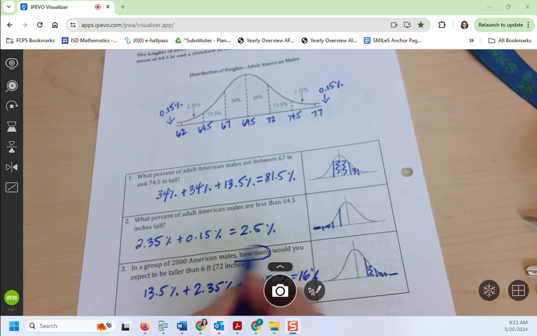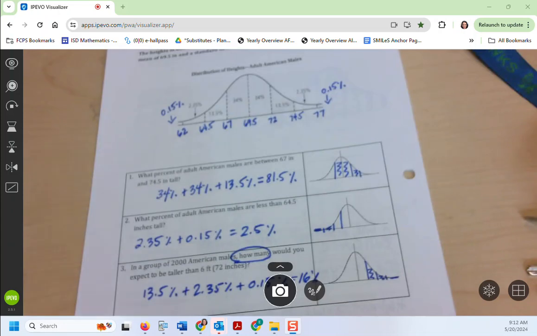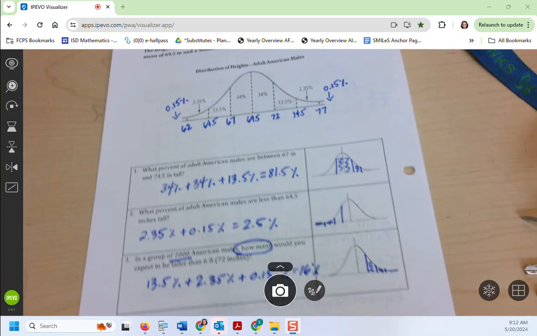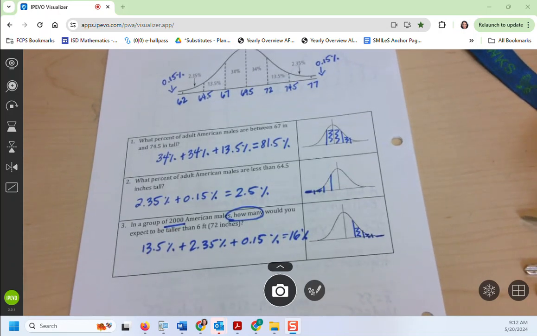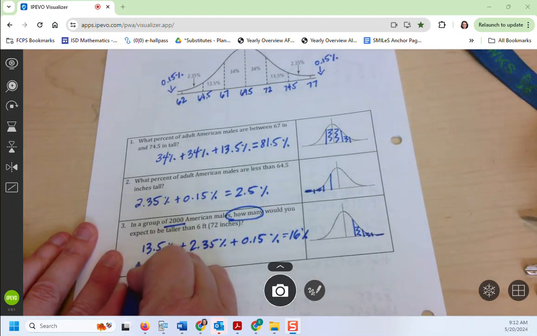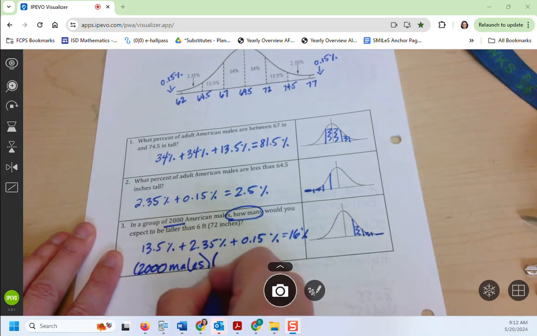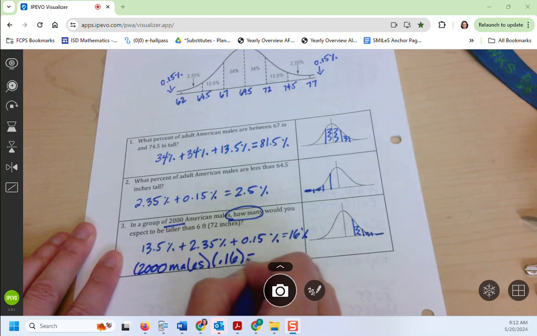And then it says how many. So I need to go back to the question and find out whether that makes sense. It says, 2,000. All right, so 16% of 2,000. I'm going to multiply 2,000 times what decimal? 0.16, yep. Okay, so 2,000 males times 0.16.